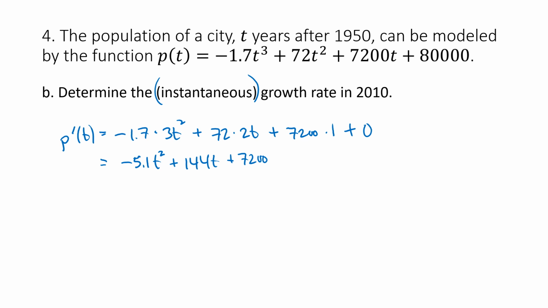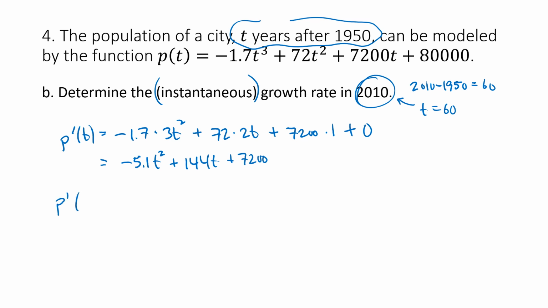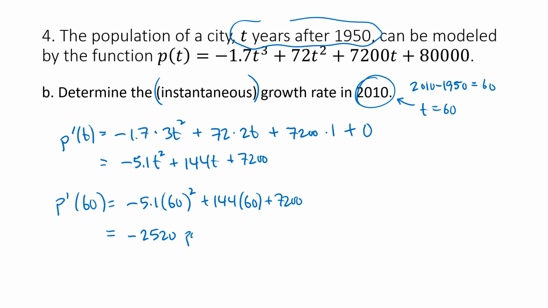All right, what are we typing into our calculator? Well, 2010, how many years after 1950 is that? If I subtract, I get 60, so that means 2010 is when t equals 60. So p prime of 60 is negative 5.1 times 60 squared plus 144 times 60 plus 7200. Working that out in my calculator, I get negative 2520, and the units will again be people per year. So that's that one.